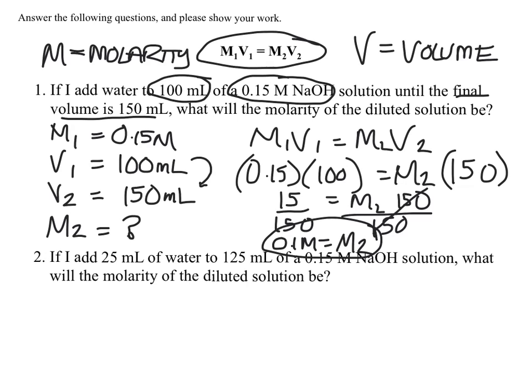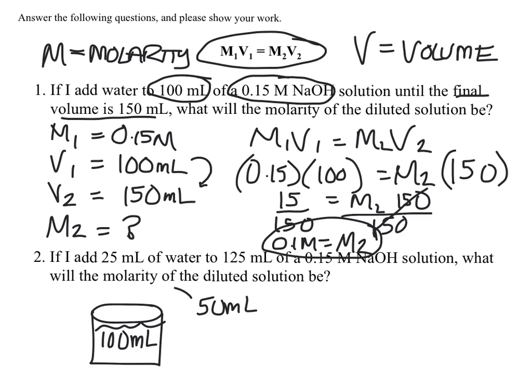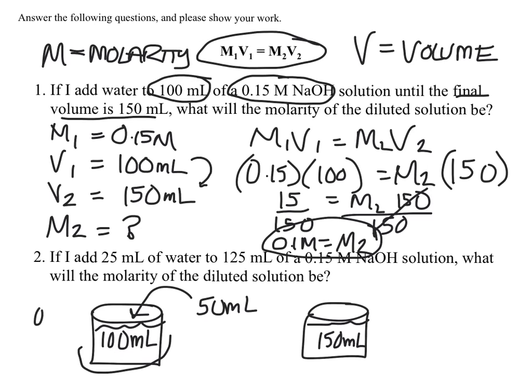So if you think about it, we had a solution that was 100 milliliters. We then added 50 milliliters of solvent to now make it a solution that's 150 milliliters. Now we didn't add any new solute, just solvent. So originally, this smaller 100 milliliter volume was 0.15 molarity. But by adding another 50 milliliters, the molarity dropped to just 0.1 molarity.